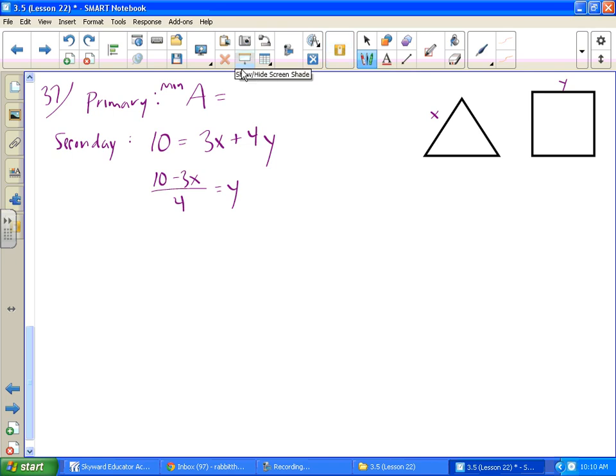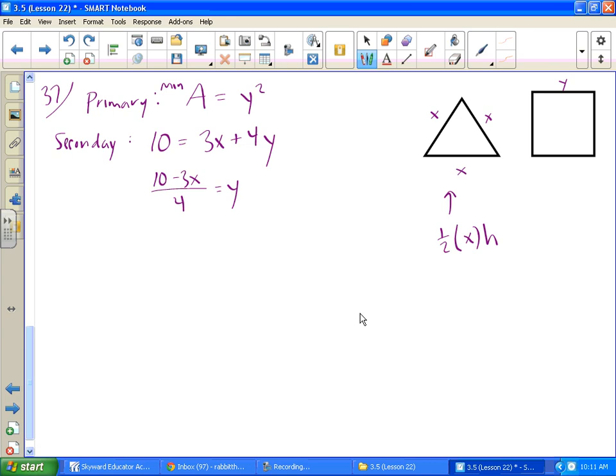Okay, my primary equation has to do with the area of this and the area of this, right? The area of the square is easy, isn't it? What's the area of the square? y squared. Okay, that portion, easy. The area of the triangle is what? How do I find the area of this? Half base times height. What's my base? x. What's my height?